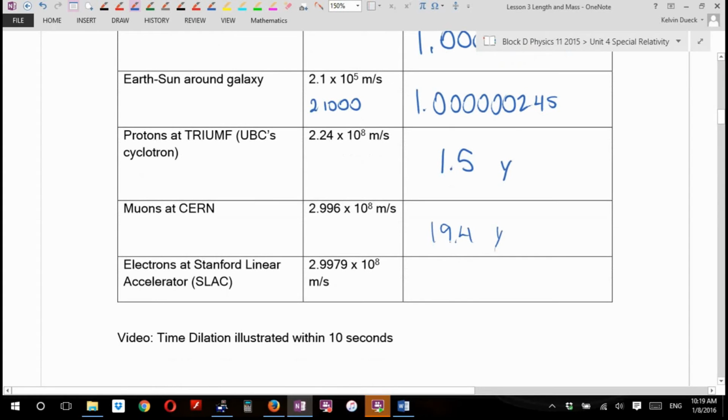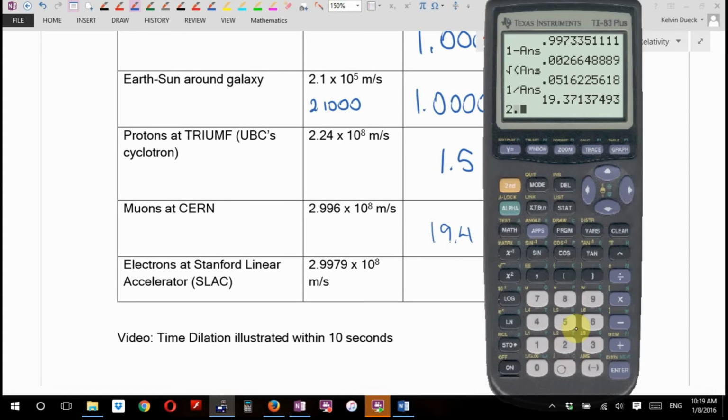By the way, 2.996 times 10 to the 8th divided by 3 times 10 to the 8th times 100. We're getting to 99.87% of the speed of light. That goes to your question from number 18.